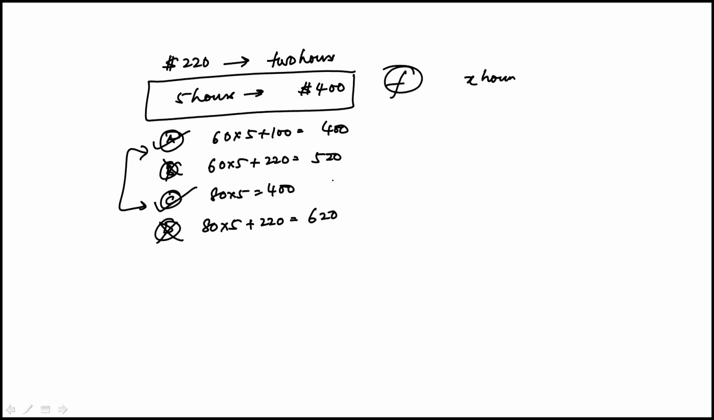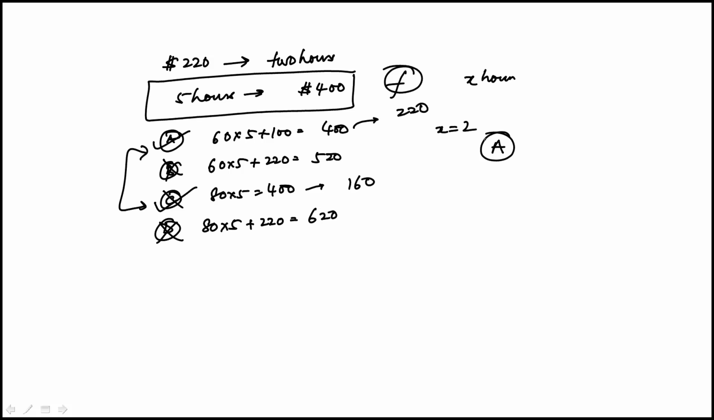And then we can check for 2 hours, when x is 2. This would give me 120 plus 100, 220, whereas this will give me 160. So the answer is A. So this is kind of the quick hack.